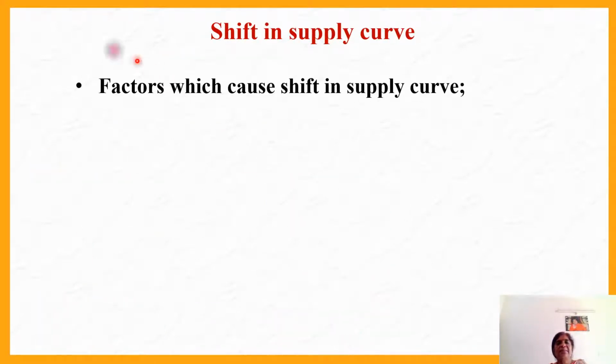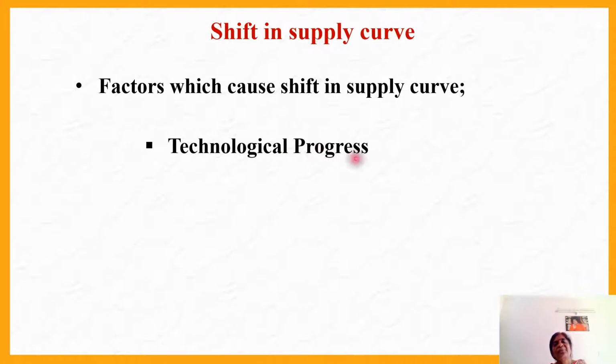Let us do a quick recap of the factors which cause shift in supply curve. These factors we have already discussed. The technological progress: when there is technological progress, in the sense of new innovation and research in a firm regarding the production, the technology improves, and as a result the firm can use fewer inputs to maximize the output. Thereby, the cost of production declines, the profit margin of the firms increases, and the supply will increase.